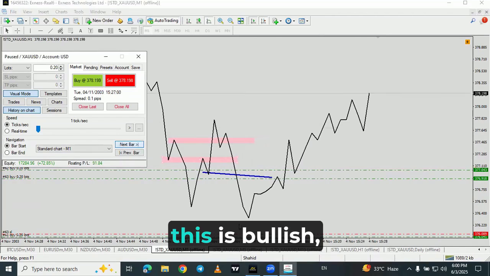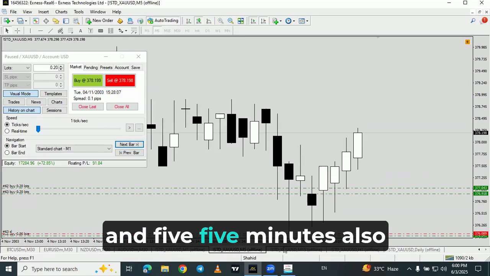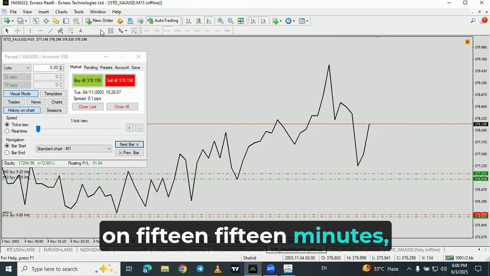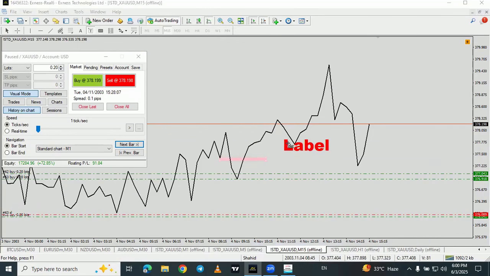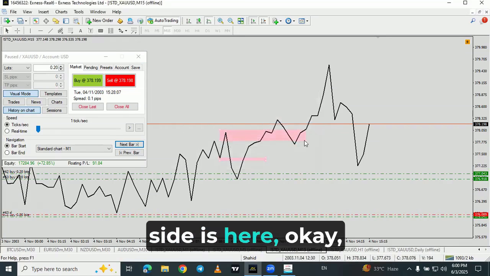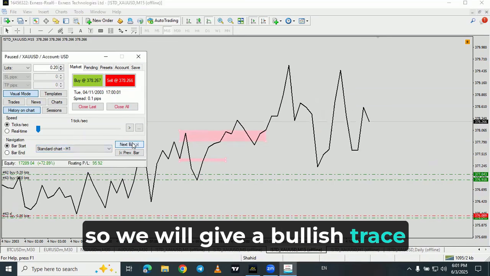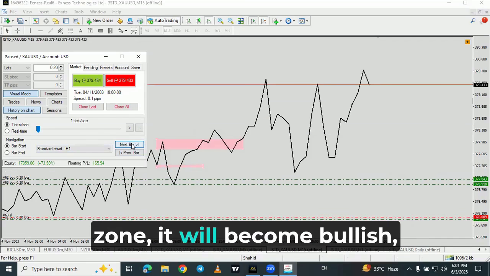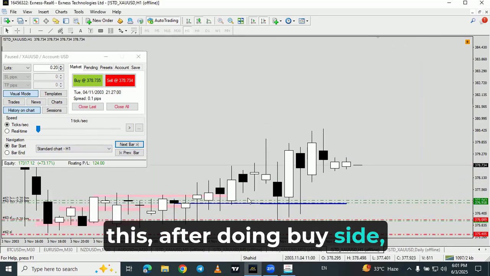It's very simple, this is bullish, and here the 15-minute structure has become bullish, and 5 minutes also has a bullish shift. On 15 minutes, if you see, there is a sell side and a buy side here. Okay, so the structure is going to the bullish side again, so we will give a bullish trace here. Look here, sell side, buy side, then the market came into its zone, it will become bullish. Okay, the market will keep moving like this after doing buy side, sell side.